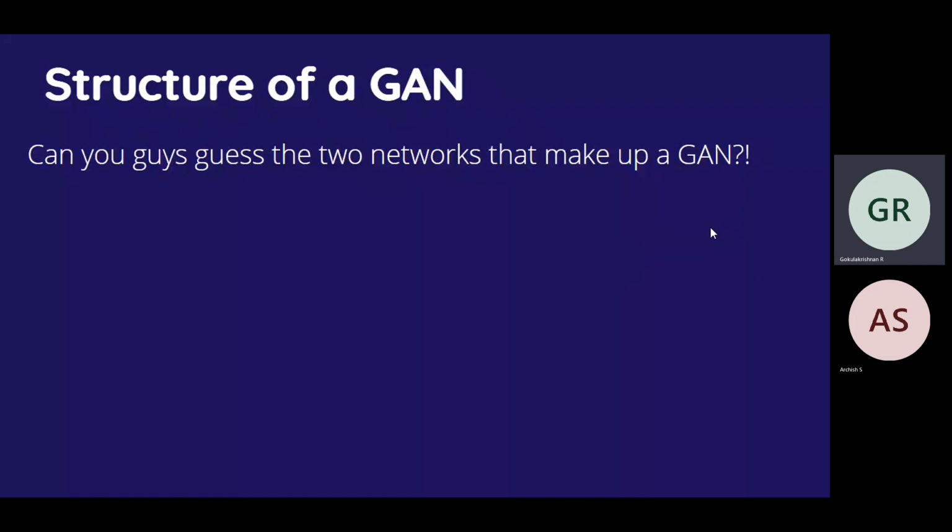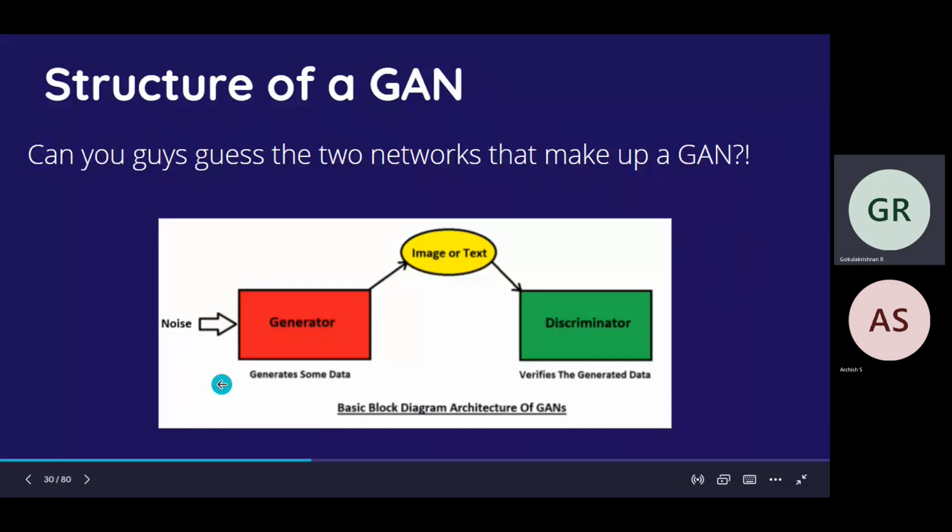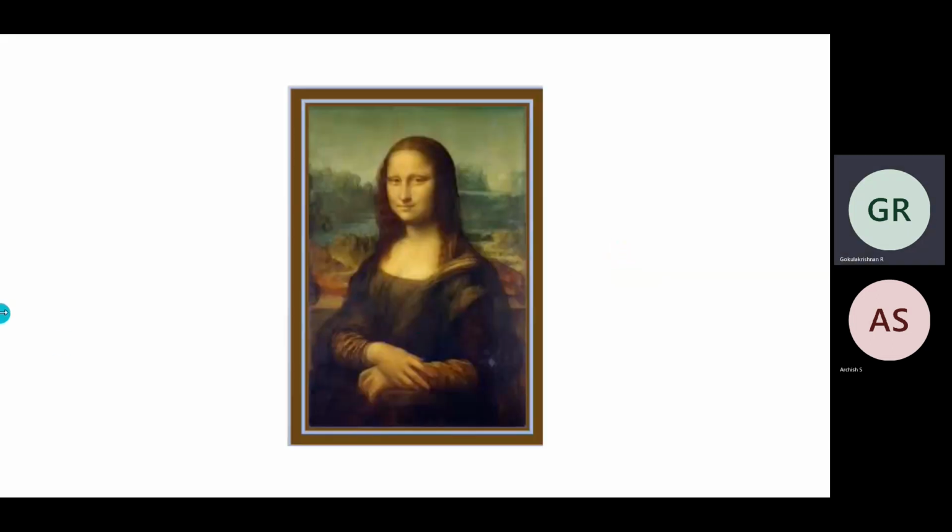Yeah, exactly. Generative and discriminative models. So the GANs are made up of two networks called generator and discriminator. What the generator does is that it generates some data, and the discriminator verifies whether the generated data is real or fake. So I'll explain the working of GANs using a short story.